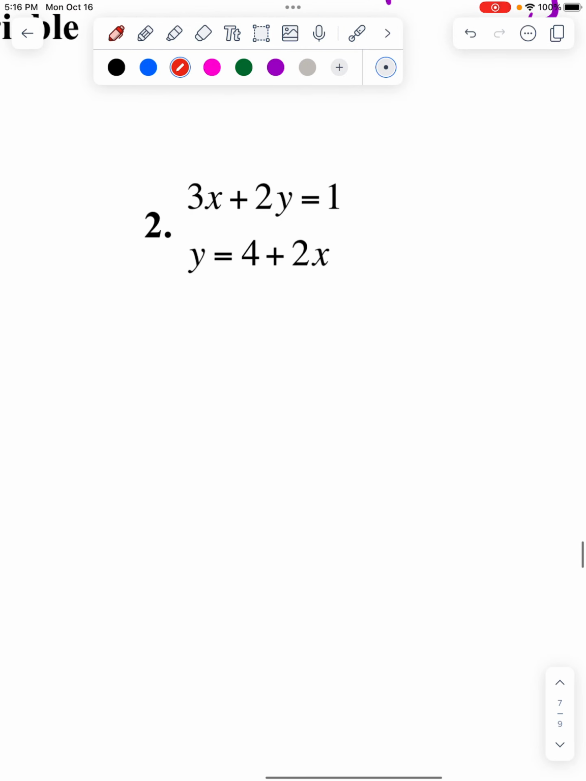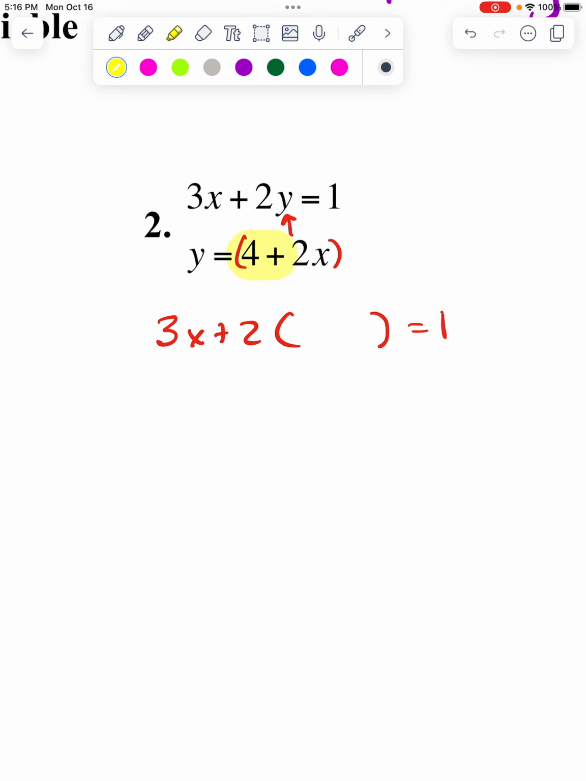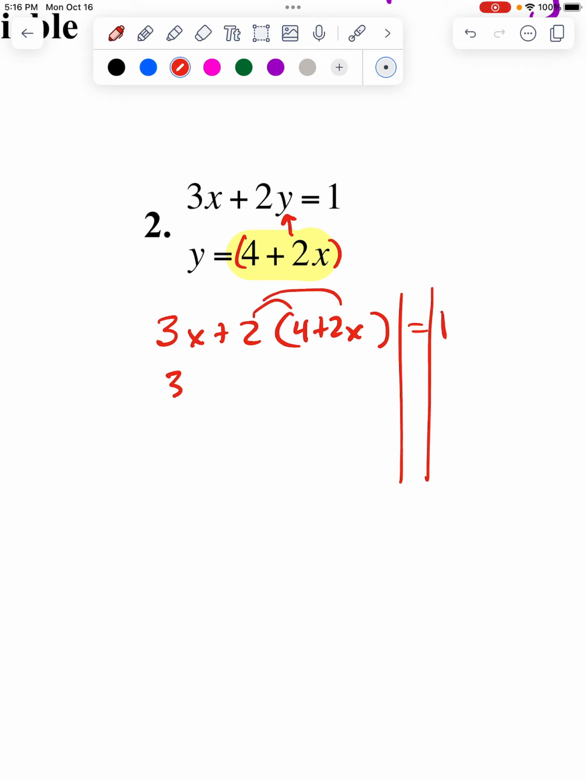Okay, same thing here. I already have that y is the same as 4 plus 2x. So I go to the other equation, and where there used to be a y, I substitute in the thing that y is equal to, which is the 4 plus 2x. And then we're right back to chapter 1 solving. I need to distribute this 2.